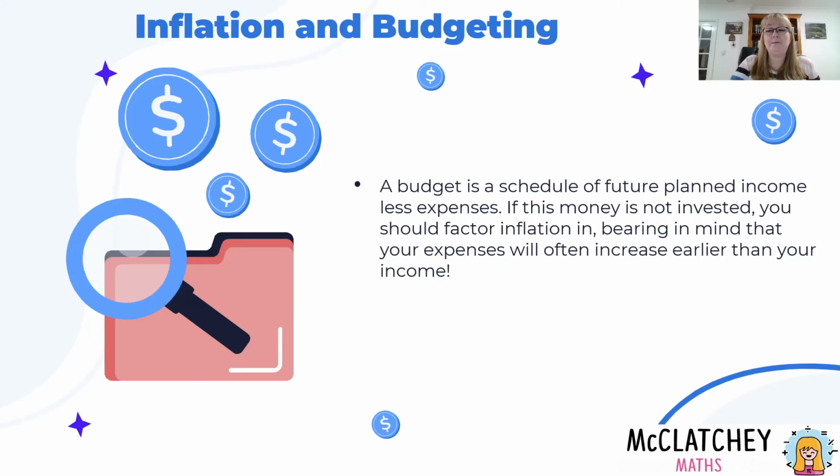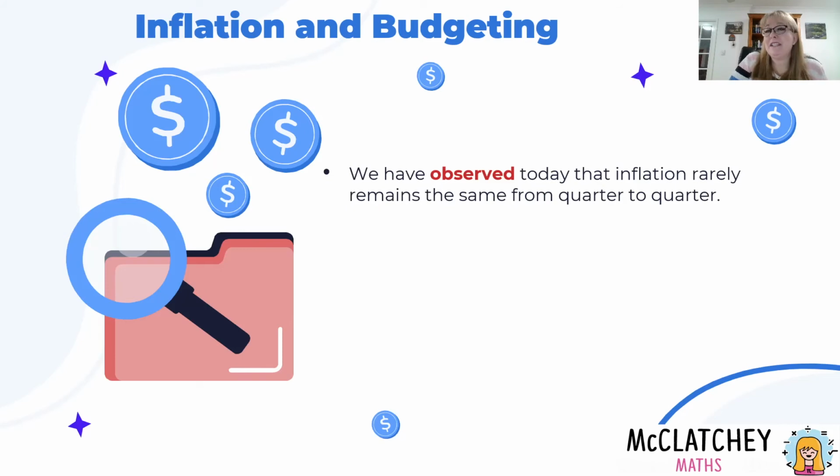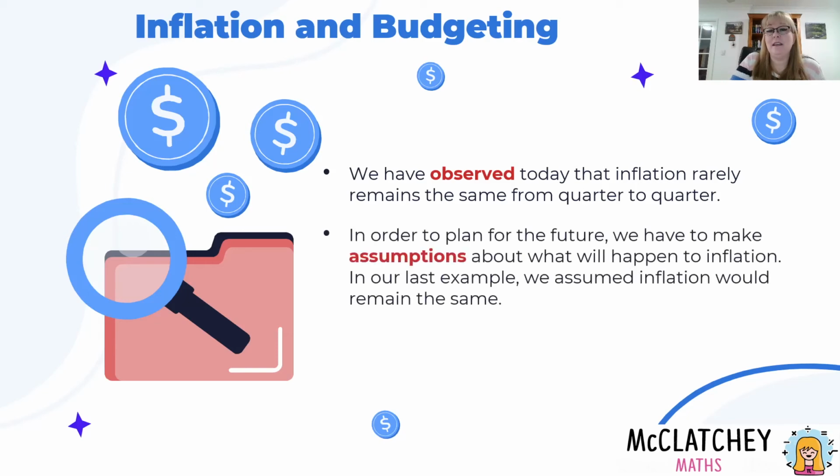Some observations and assumptions you can make about inflation for your PSMT, something to bear in mind, is that we've observed today that inflation rarely remains the same from quarter to quarter. In fact, we can see that year on year, we saw in the video that inflation changes every year. So to make assumptions that the inflation rate is going to stay the same is not really very realistic. So in order to plan for the future though, we need to have some sort of idea about what inflation is going to do. So we typically use past inflation to predict future inflation.